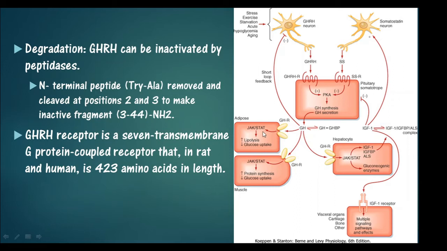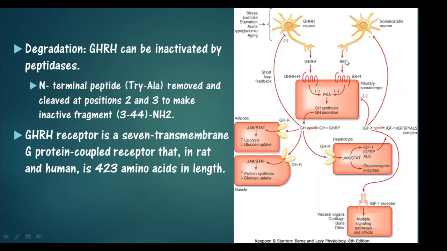So in the adipose tissue, it increases lipolysis and decreases glucose uptake. In the muscle tissue, it increases protein synthesis and decreases glucose uptake. And in the hepatocyte, or the liver cell, it increases the production of IGF-1, IGF binding protein, and ALS protein, and it also activates the gluconeogenic enzymes. Okay, so this is the action of growth hormone. The growth hormone can also cause a feedback inhibition of the GHRH neuron in the hypothalamus.